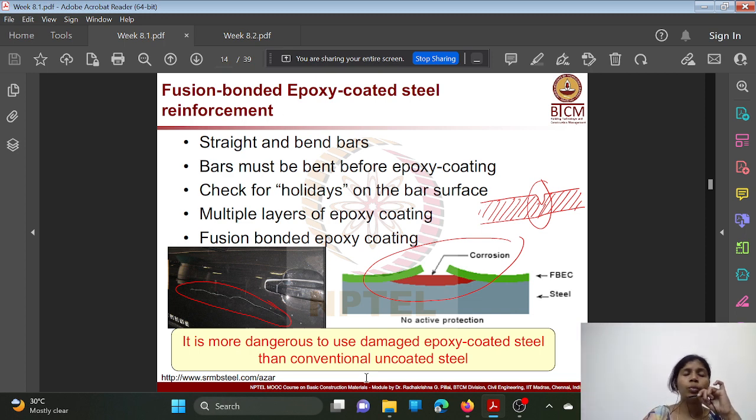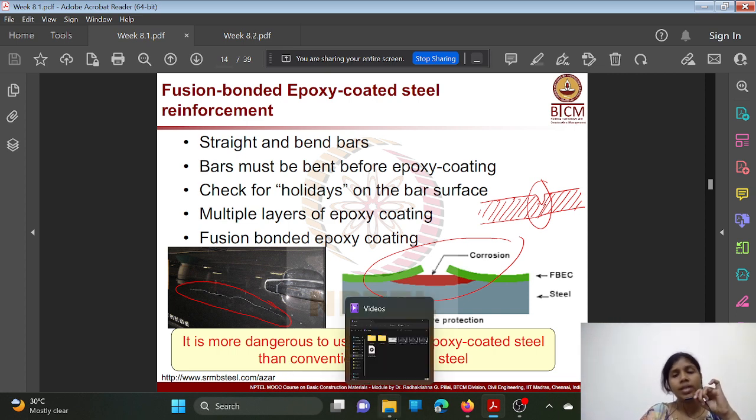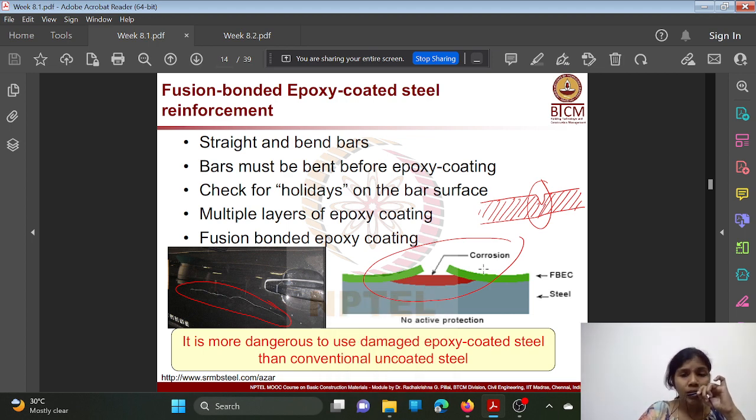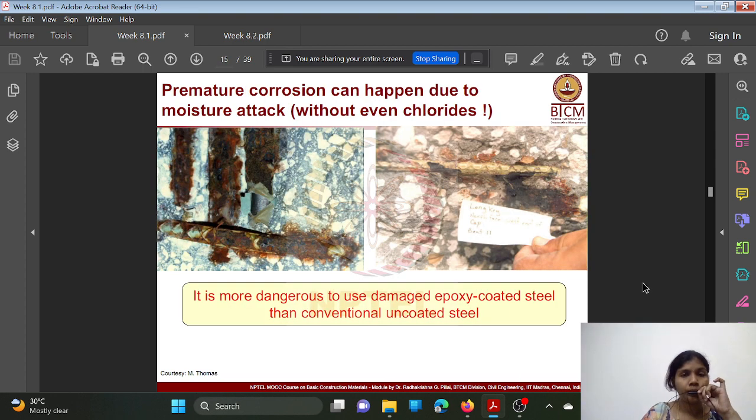If you are not able to maintain the proper conditions at the site, then it's better to go for uncoated steel instead of epoxy coated steel with damages, because there will be localized corrosion at the surface of the steel rebar, which is very dangerous. See, premature corrosion can happen due to moisture attack even without chlorides. Even if the steel rebar has no exposure to chlorides, if the bar has some damages or black holes, then premature corrosion can happen.